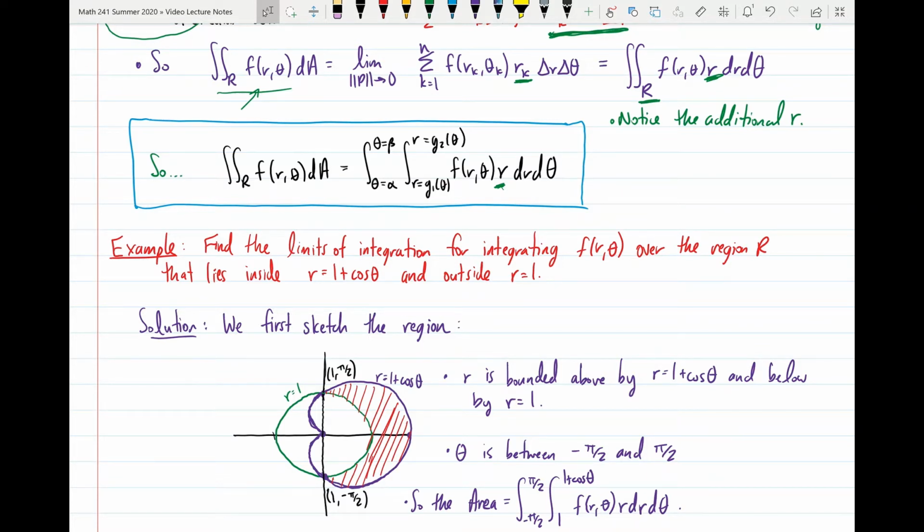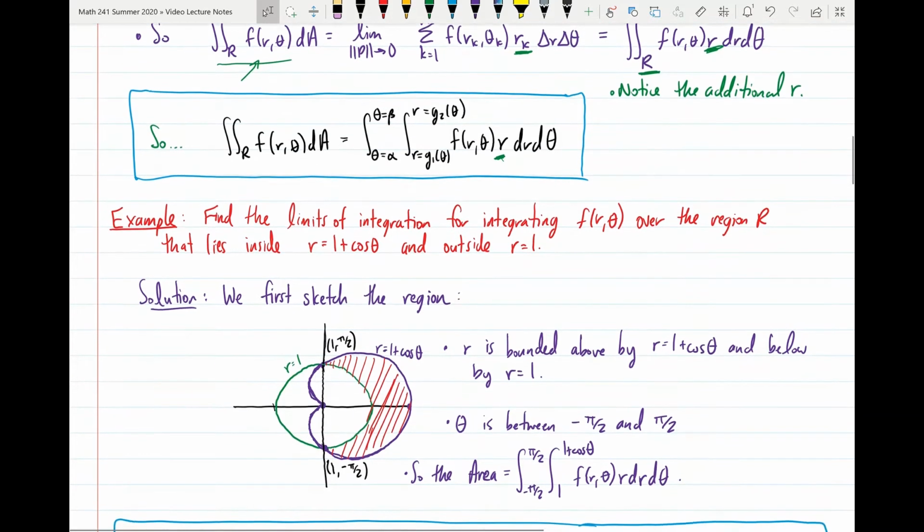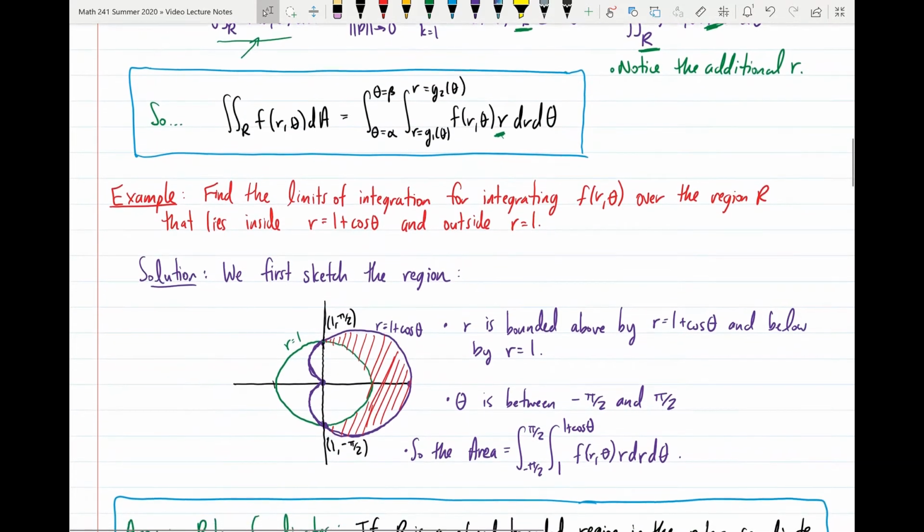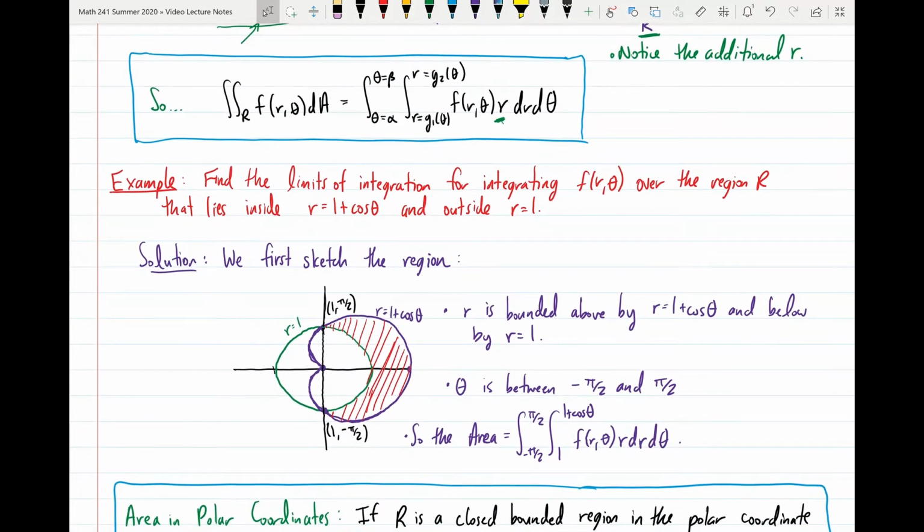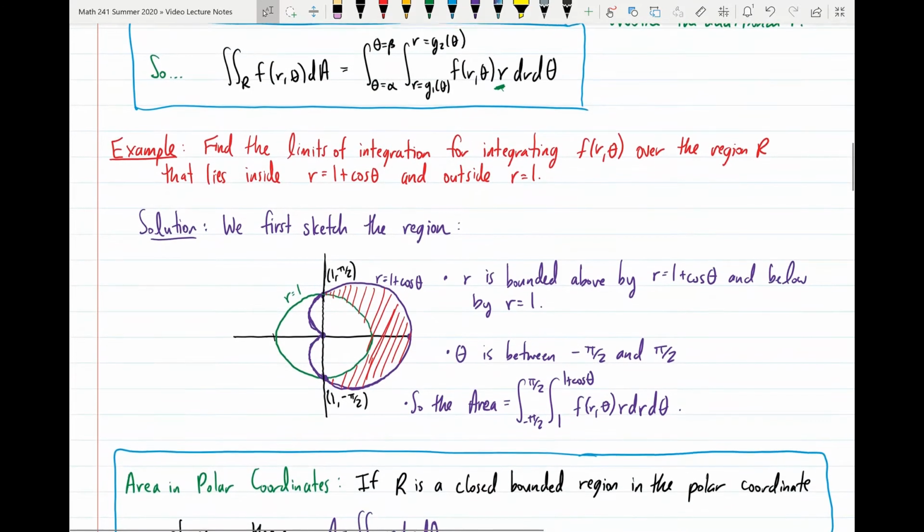So let's say we want to find the limits of integration for integrating a function in polar coordinates f of r, theta over the region R that lies inside of r equals 1 plus cosine theta and outside r equals 1. So r equals 1 plus cosine theta is a cardioid, r equals 1 is just a circle.